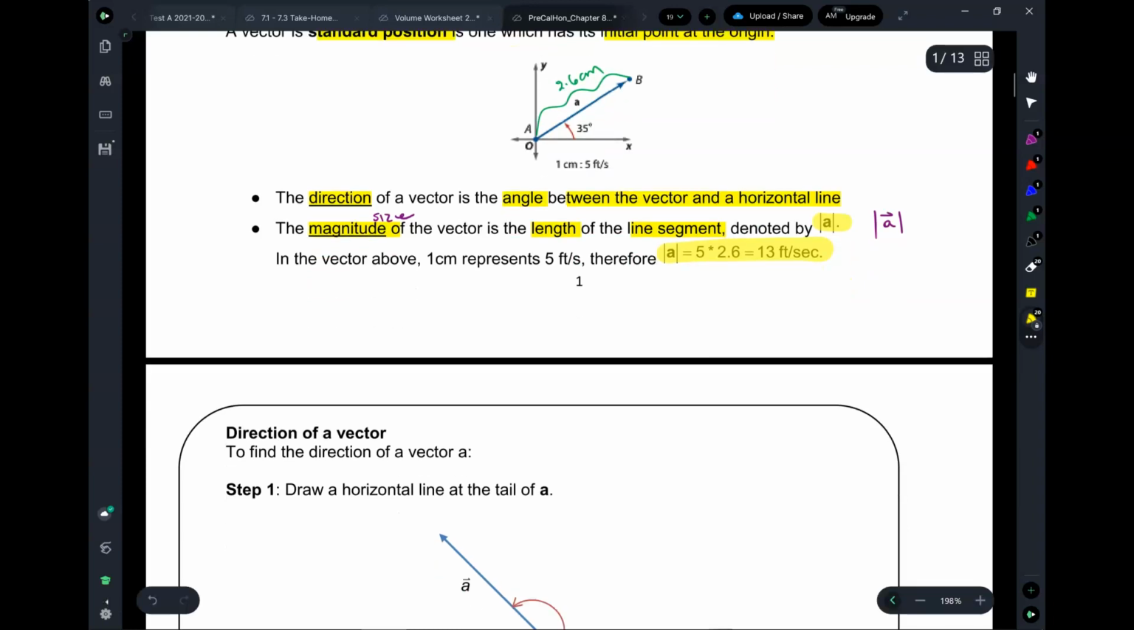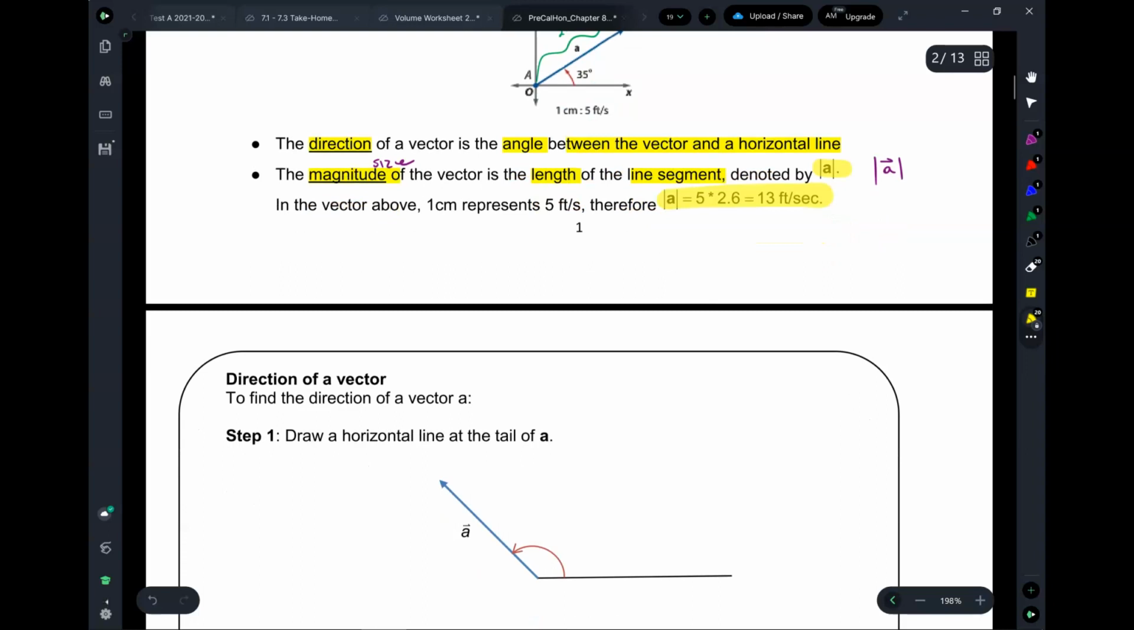Questions? No, I'm just giving you an idea. You're not going to need a protractor.